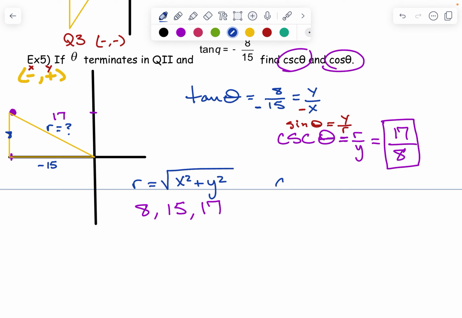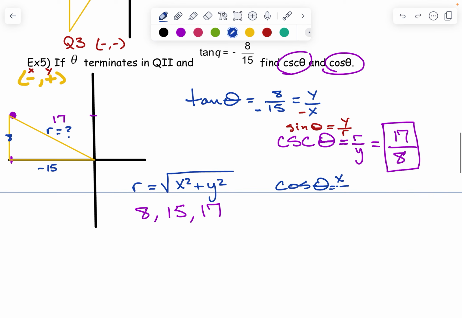And then we want to find cosine. Cosine is x over r. So our x value is our negative 15, our r value is our 17, and that is our solution.